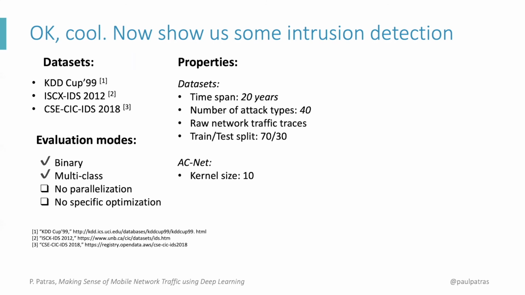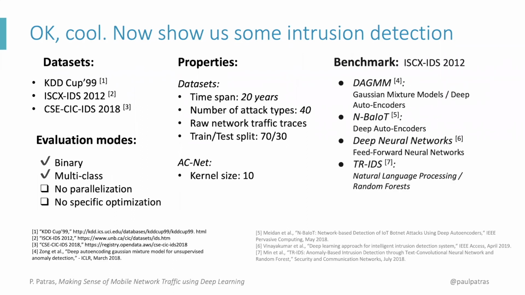For the results I'm going to show, we have a kernel size of 10. We looked at both binary and multi-class classification, and we considered a couple of benchmarks. We use DAGMM, which is a recent model that uses a mix of Gaussian models and deep autoencoders; N-BaIoT, which uses deep autoencoders and deep neural networks, which are feed-forward neural nets; and TRIDS, which is similar to us, using a natural language processing based and random forest approach.